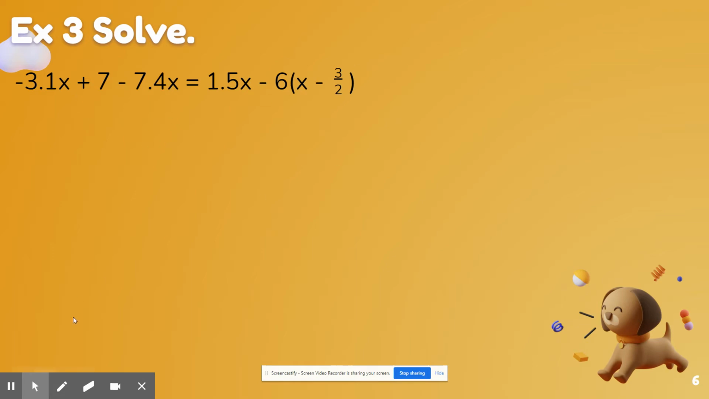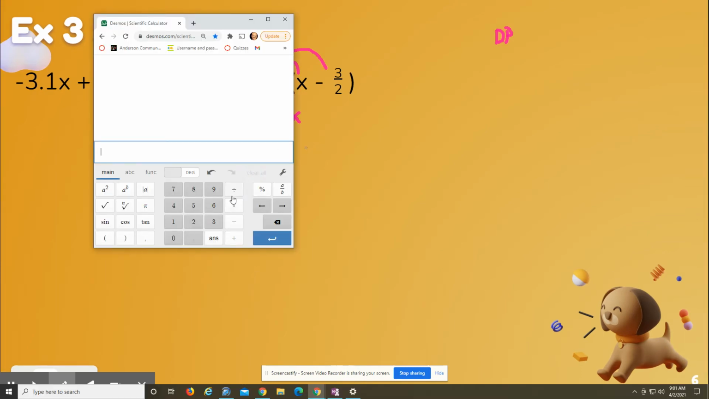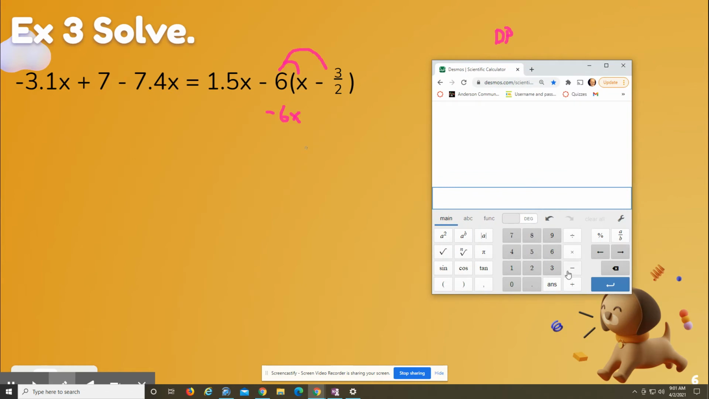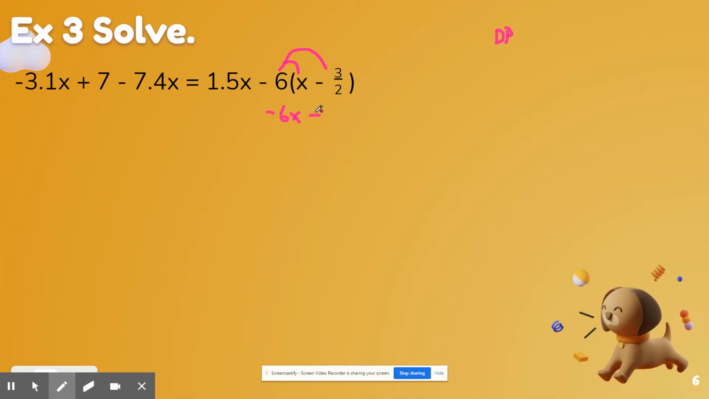Honestly, it's the same process. Just take your time. You're going to do the distributive property first. So let's do that. We're going to do negative 6 times x. It's going to be negative 6x. Then we're going to do negative 6 times negative 3/2. Again, we're going to go to our calculator. Negative 6 times negative 3/2 comes out to be 9, and it's a positive 9, so we're going to put plus 9.